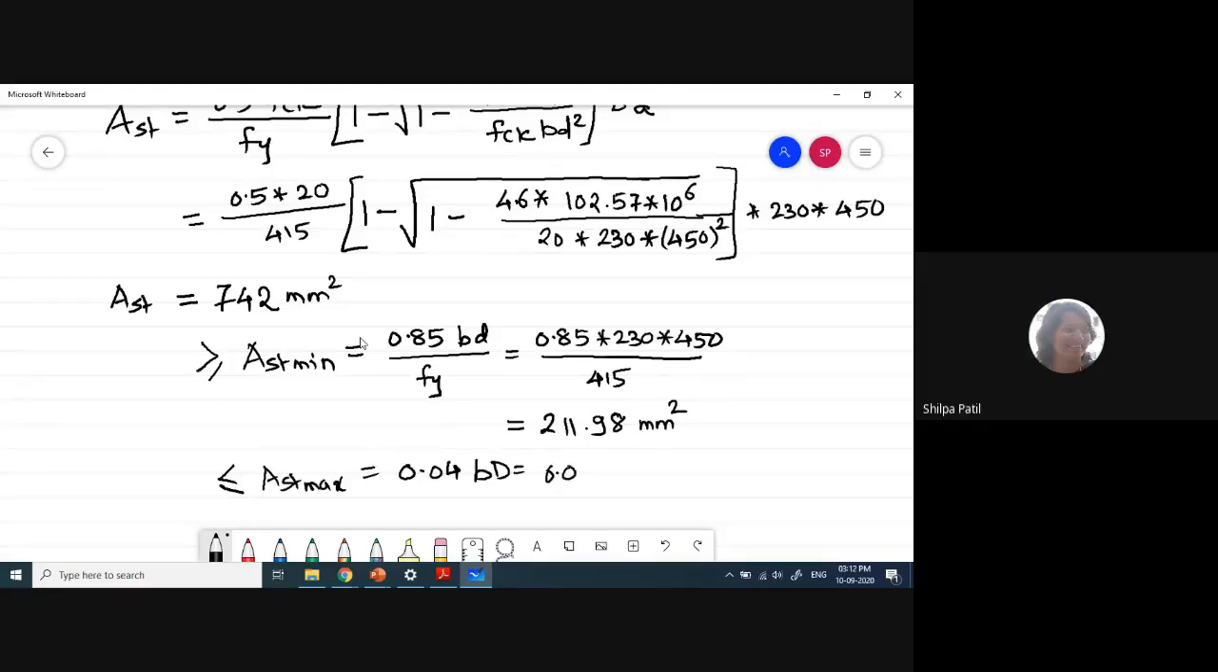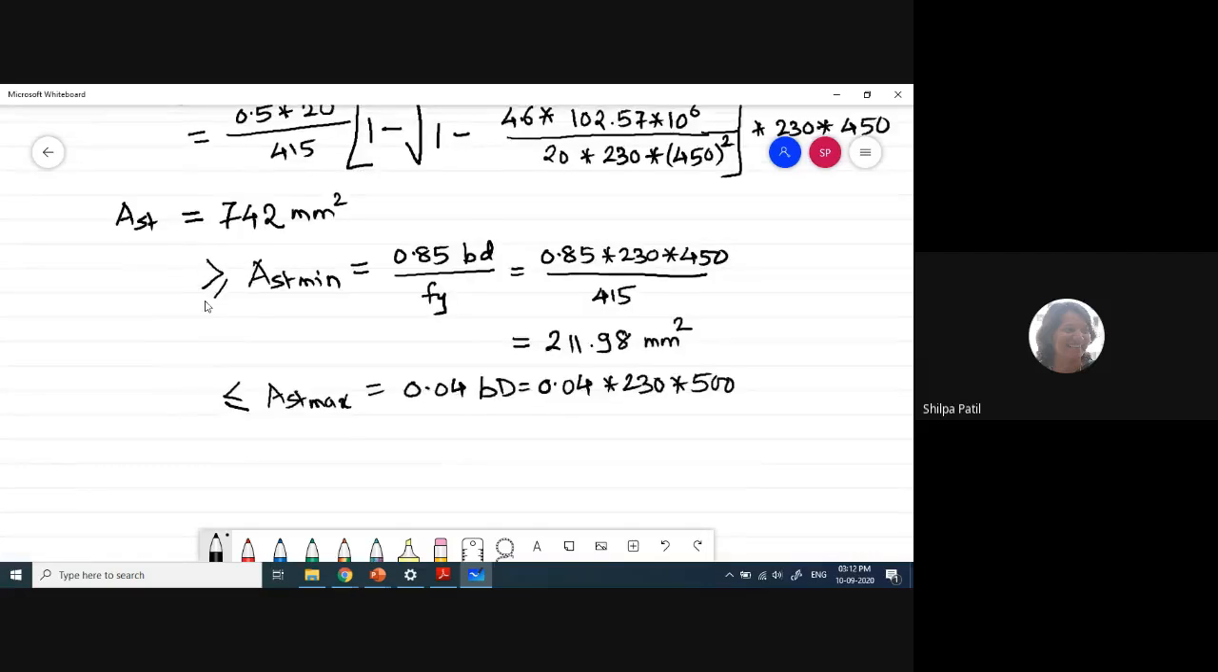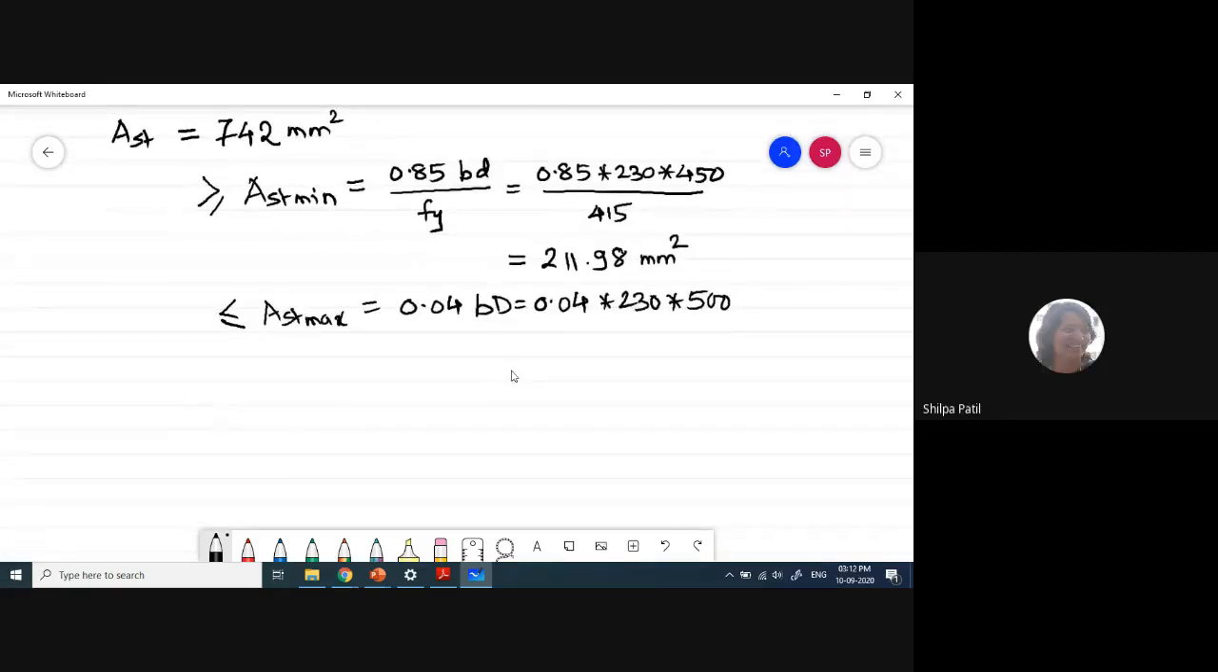It is 0.04 into 230 into 500, total depth. Okay. So tell me the value. 4,600. Okay.